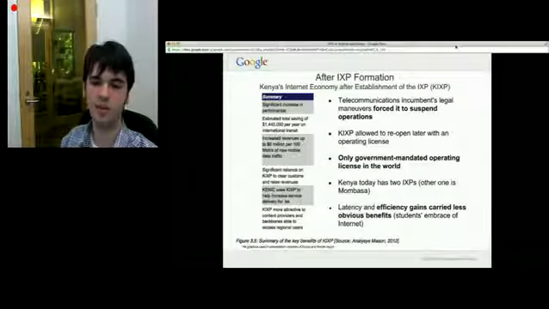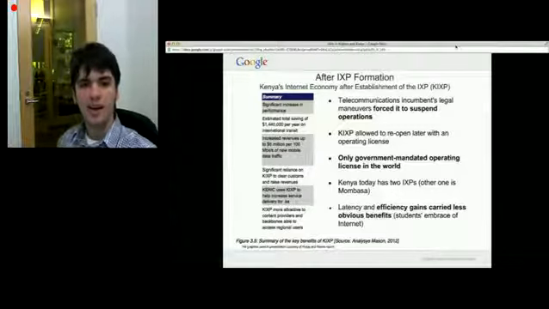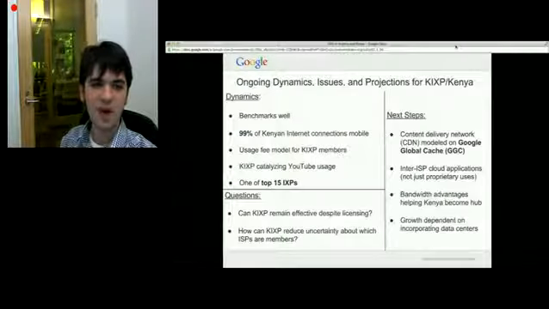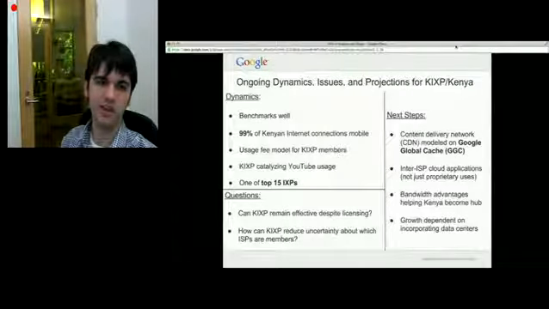So with that said, we'll now look at dynamics, issues, and projections for the IXP. It benchmarks well compared to its peers. On all the metrics, it does better than the IXPs in comparable countries.